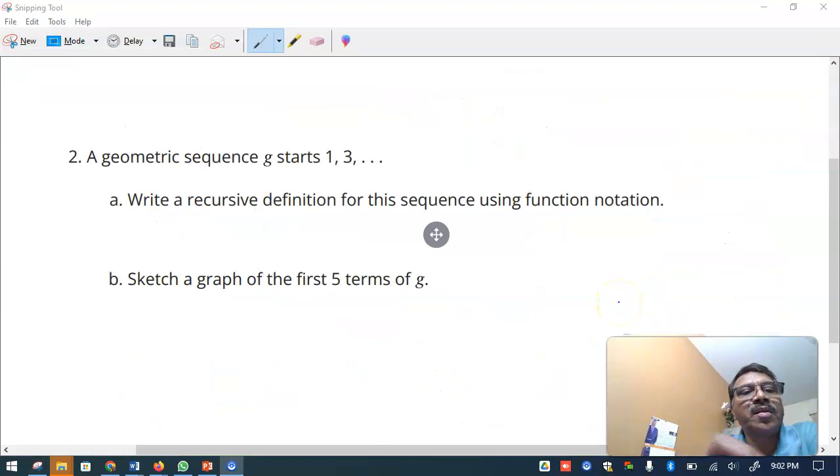Okay, the second question is, instead of arithmetic sequence, it gives you geometric sequence, and the sequence name is G. So again, I'll make a table.